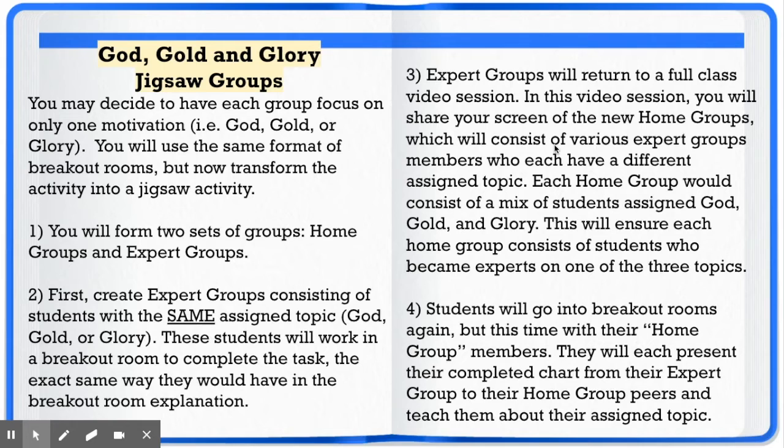So now you would have to have another set of groups, which would be the home groups. This would consist of various expert group members who each have a different assigned topic. Each home group would consist of a mixture of students assigned God, Gold, and Glory. This will ensure each home group consists of students who became experts on one of the three topics. So the home groups would have a few students who focused in on God, who focused in on Gold, and who focused in on Glory.